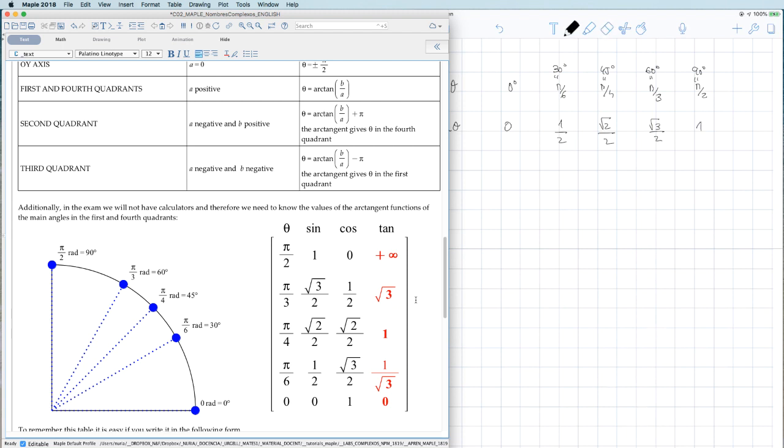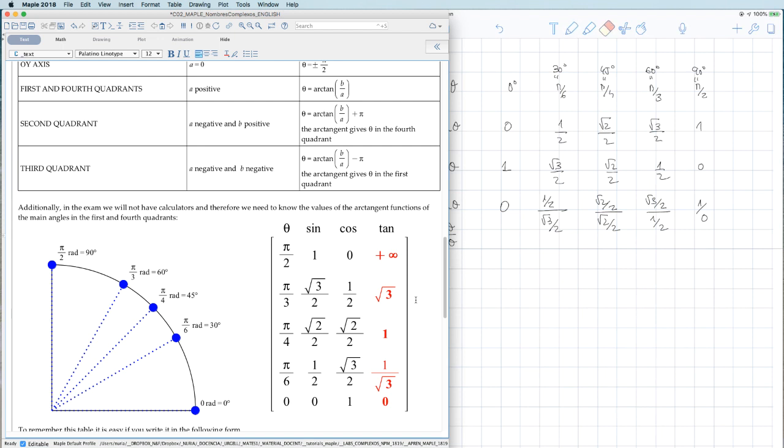So once we know this, for the cosine function, we put it in reverse order. So we just copy the same line in reverse order. And for the tangent, remember that this is the sine divided by the cosine. So it's 0 over 1, 1 over 2 divided by square root of 3 over 2, square root of 2 divided by 2 over square root of 2 divided by 2, square root of 3 halves over 1 half, and 1 over 0. So the first one is a 0.